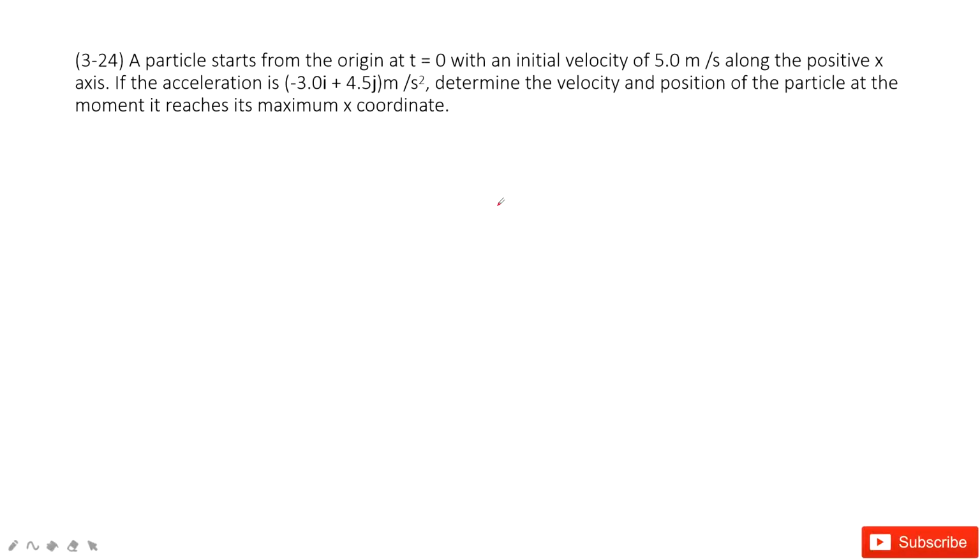Let's talk about problem 24 at chapter 3. In this one, this is still the combination of the vector and the motion. So we can consider the motion in two directions. Let's see what it tells us.